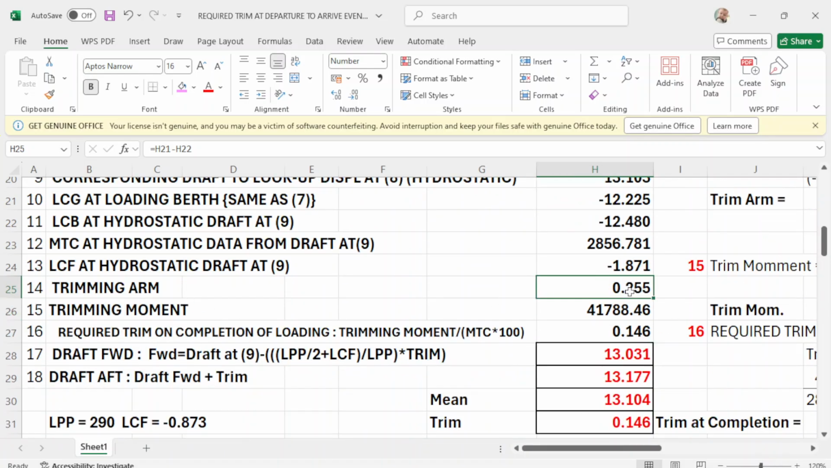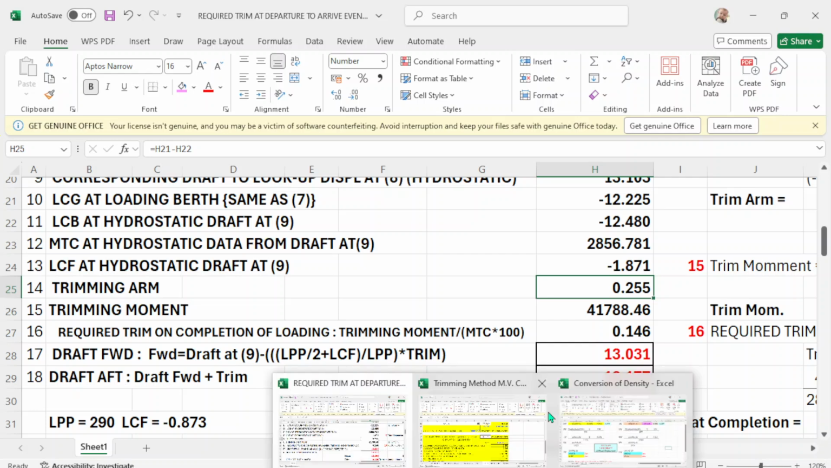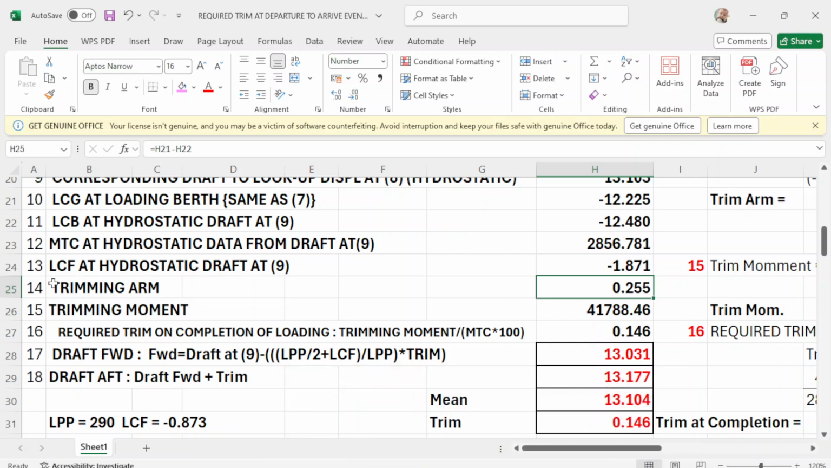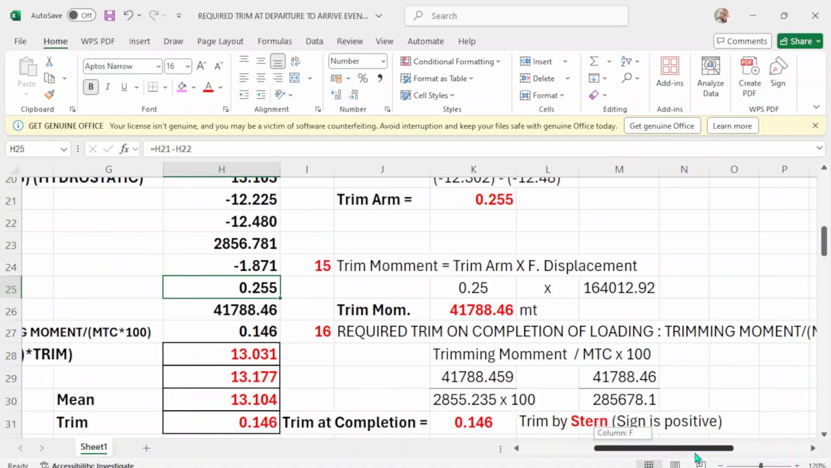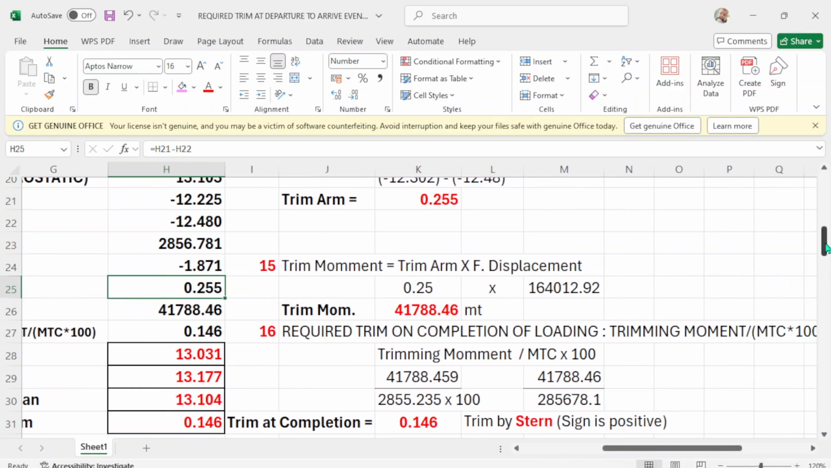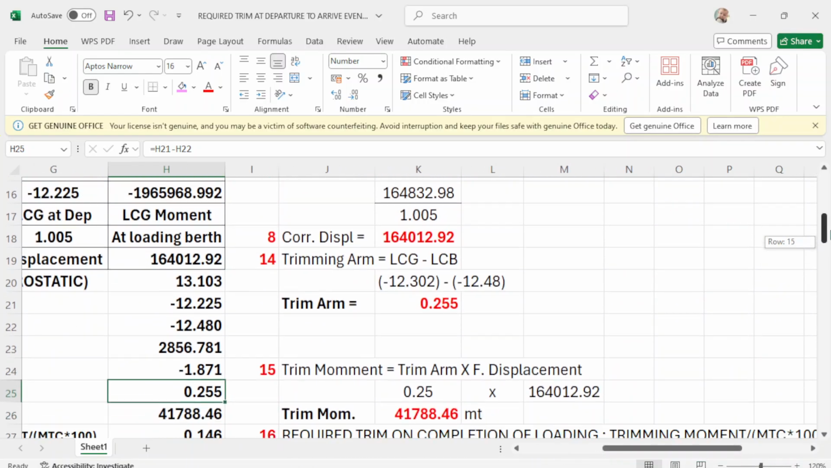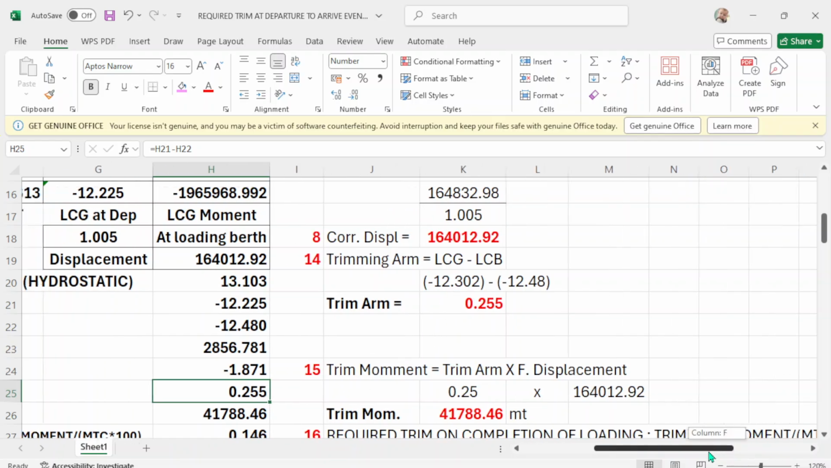How did you get this trimming arm? That will be in number 14. Okay. So we go here. Number 14. Trimming arm. Trimming arm is LCG minus LCB. Okay. So what is your LCG? LCG is negative, this one, negative 12.225.